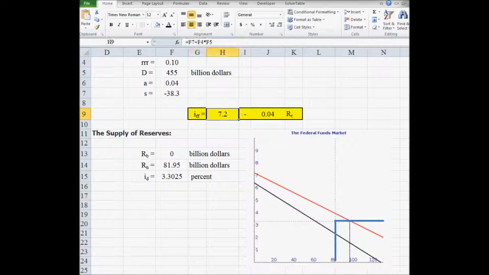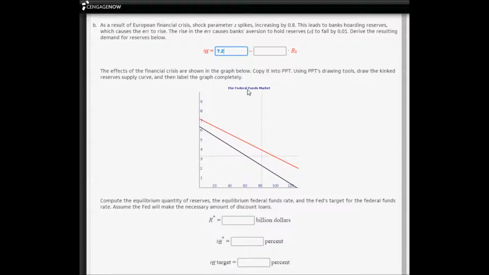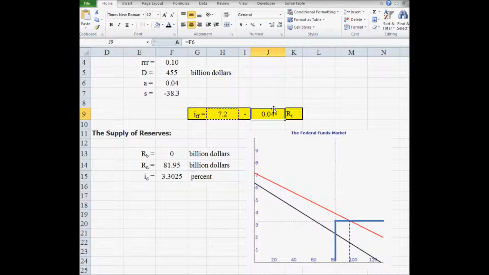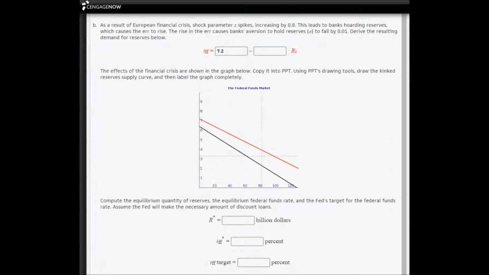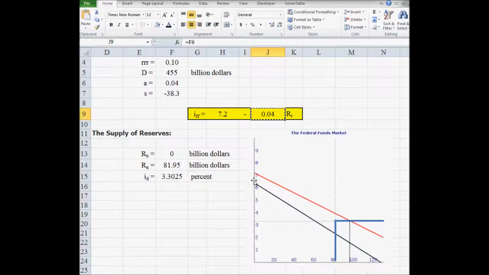And so the new intercept of the demand curve is 7.2. And the new slope is 0.04. And so this red equation's graph is this red line. I've copied and pasted this, as you saw, into Excel. So this is the new demand curve for reserves.